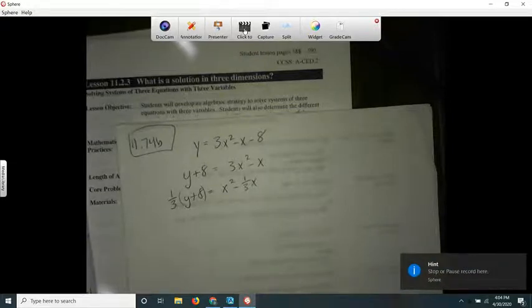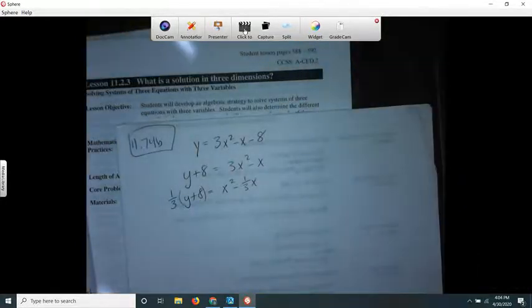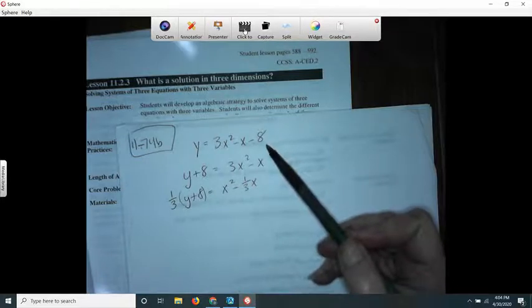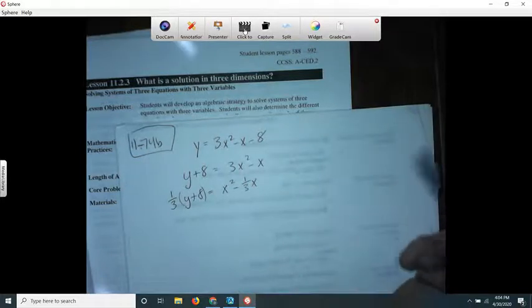Here's Integrated 3, 11-7.4, letter B. It wants us to change the equation to graphing form, and then sketch the graph and label each vertex and axis of symmetry. So the first thing I have to do is put it in graphing form.